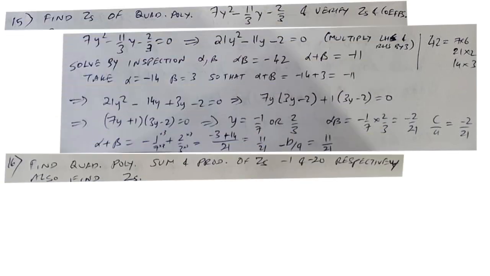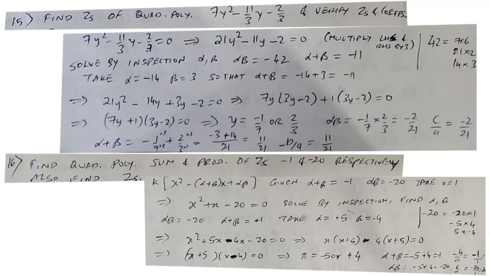Find the quadratic polynomial whose sum and product of zeros are minus 1 and 20 respectively. So the sum is minus 1 and the product is minus 20, because respectively is used. Also find the zeros. So we have the format. Whenever the sum and product are given, the quadratic polynomial is of the form k into x squared minus alpha plus beta into x plus alpha beta. Given that alpha plus beta, the sum, is minus 1 and alpha beta is minus 20, and we are going to take k is equal to 1.